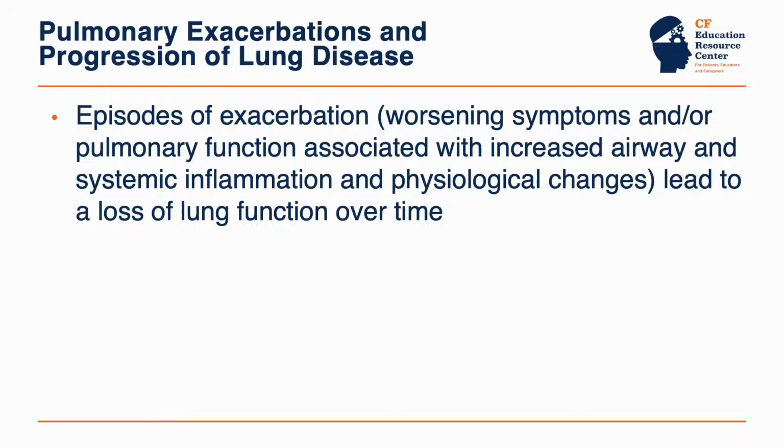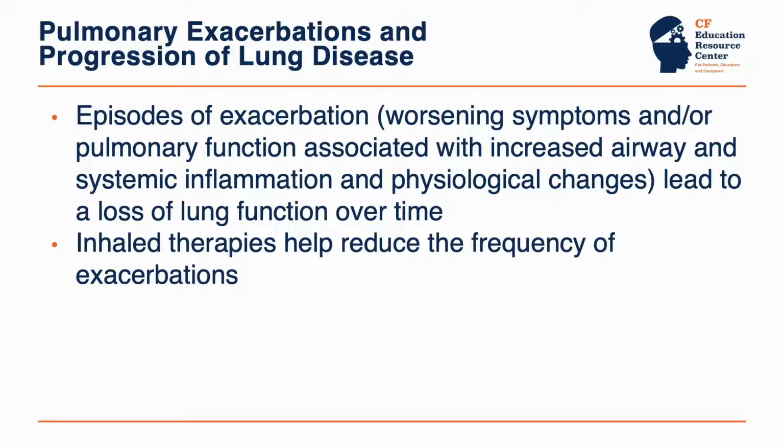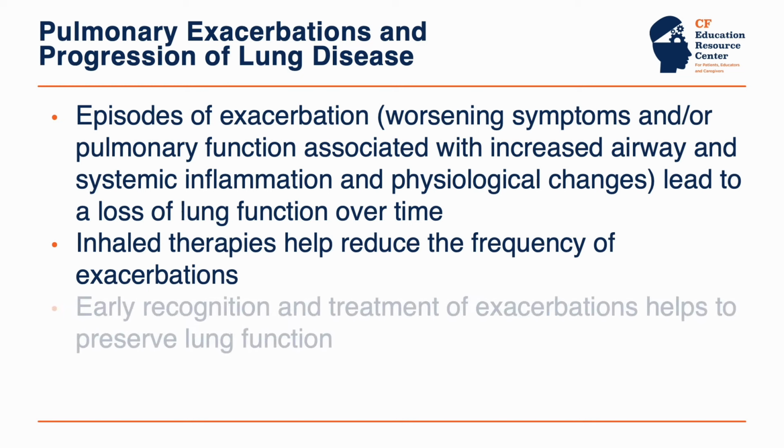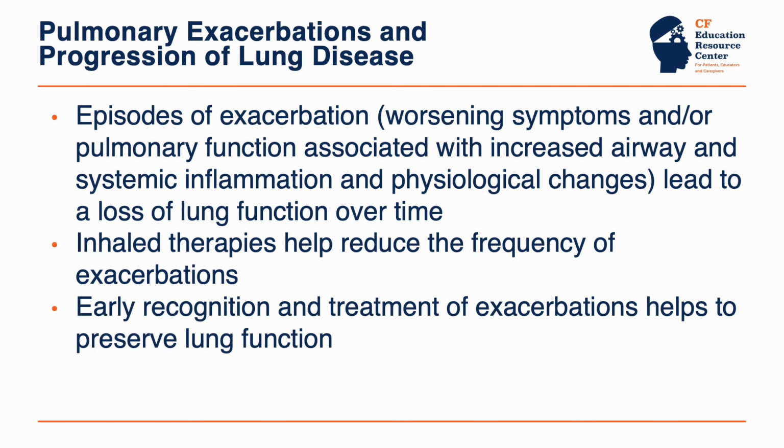Inhaled therapies to target antibiotics can help reduce the frequency of exacerbations, as can treatments like hypertonic saline, Pulmozyme, and the new CFTR modulators. So many of the treatments that we have are designed to help prevent or reduce the frequency of exacerbations so that we can preserve lung function. So that's really an important approach that's been recognized over the last 10 or 20 years for how we can preserve lung function in CF.